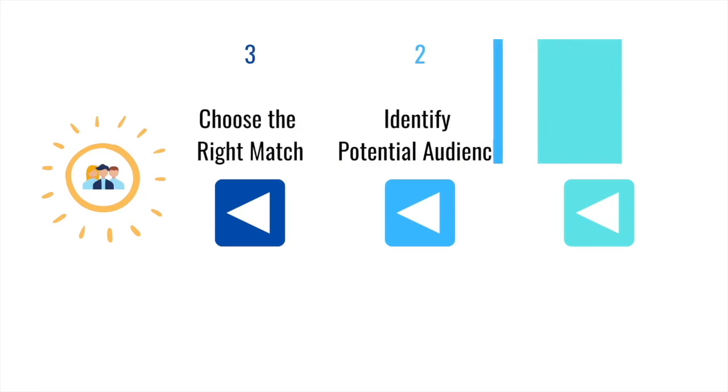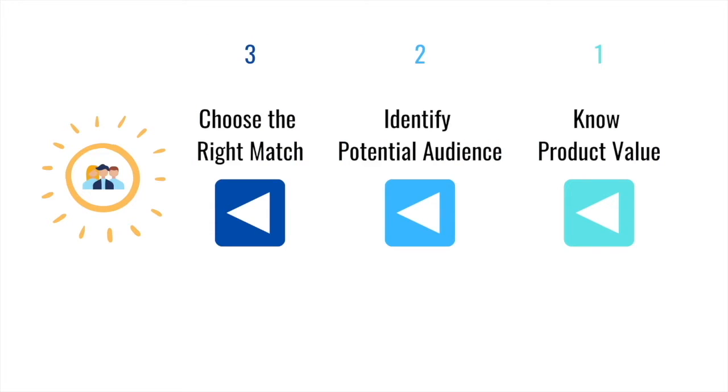So in this video, I'd like to share with you how you could trace your target audience by doing essentially three things. First, know your product's value. Second, identify potential audience. And third, choose an audience that is a perfect match for your product.